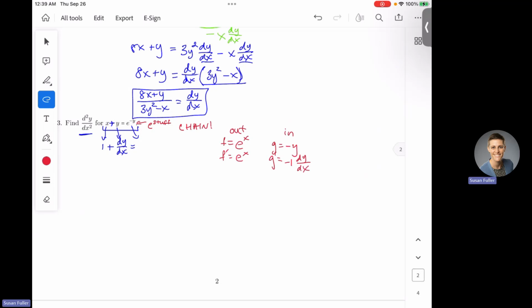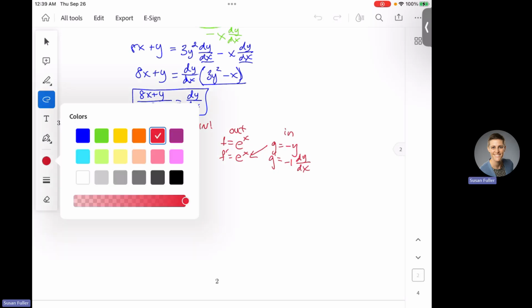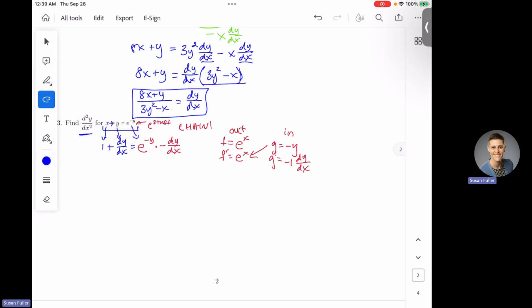So now we're going to complete our chain rule. We're going to plug g into f prime. And so we're going to get e to the, instead of x, I'm plugging my negative y in there, times g prime of x, which is negative 1 times dy dx. I'm just going to write that as negative dy dx. Okay, now we've done the derivative of the right side with the chain rule.